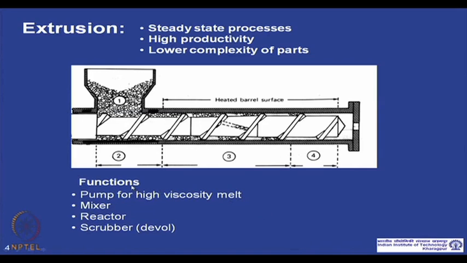So, the function of an extruder is to pump the high viscosity melt and also mix the ingredients. Sometimes, if you deliberately want some reaction to happen at higher temperature, you can do it in the extruder. Sometimes some reactions also take place unwittingly inside the extruder. And if there are volatile materials, you can apply a vacuum somewhere here to remove those volatile materials.